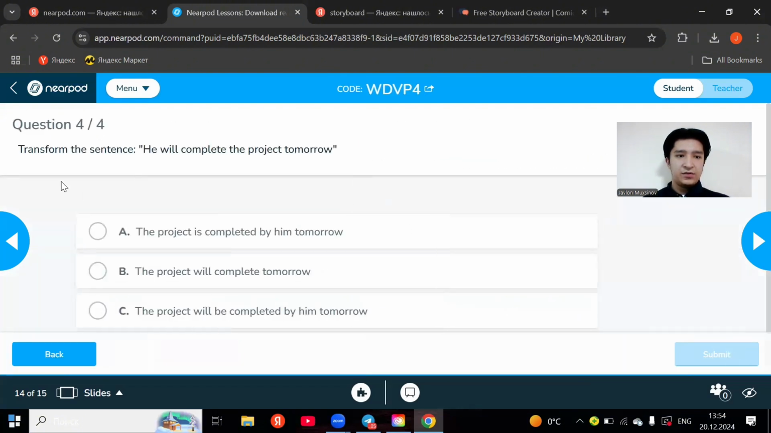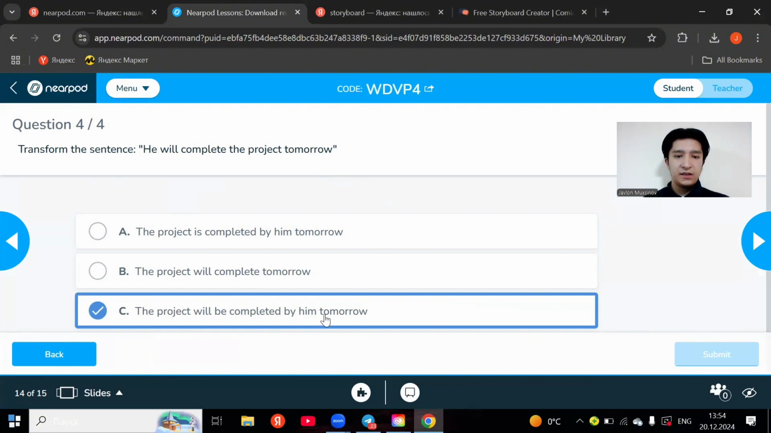The last question, transform the sentence. He will complete the project tomorrow. Variant A: the project is completed by him tomorrow. B: the project will complete tomorrow. C: the project will be completed by him tomorrow. If you have chosen your answer, let's check. The correct one is variant C: the project will be completed by him tomorrow.